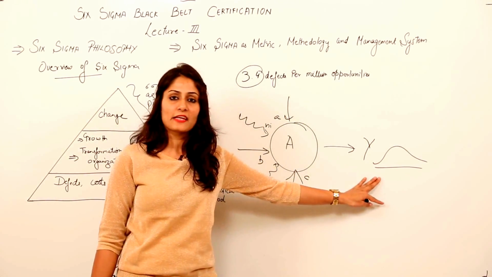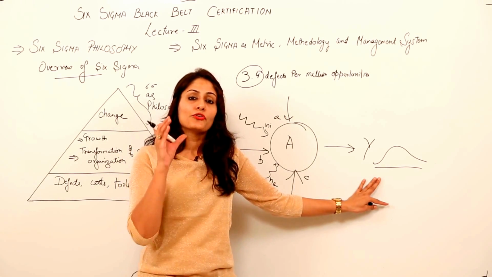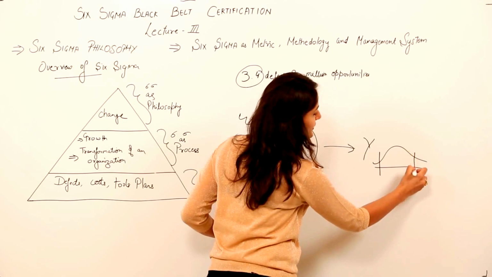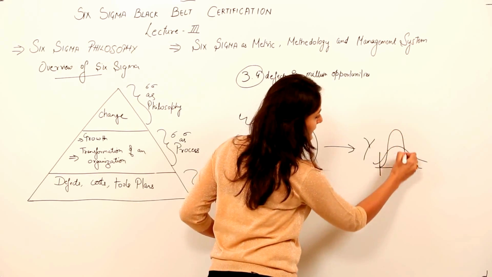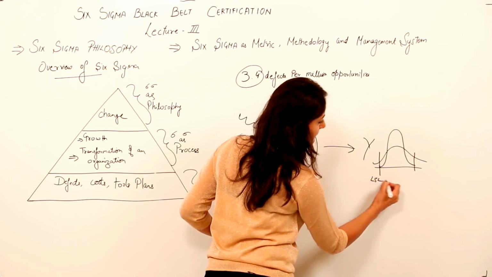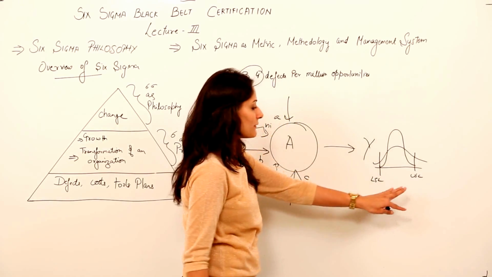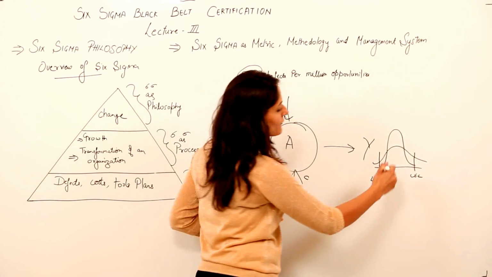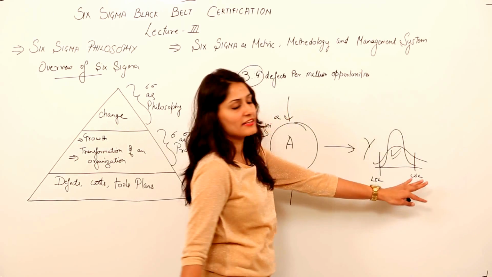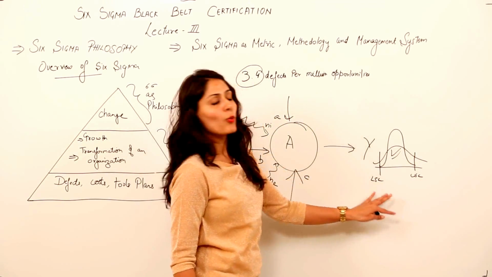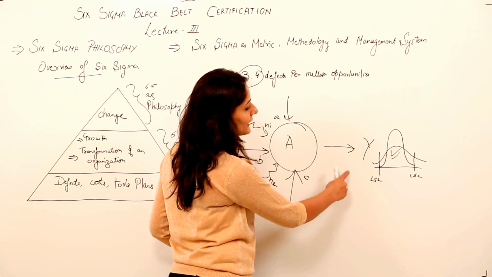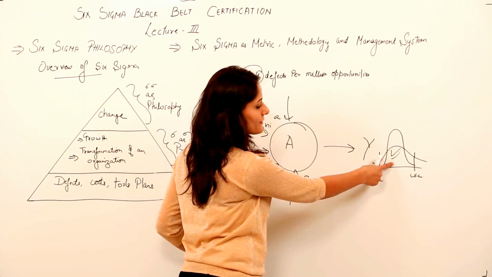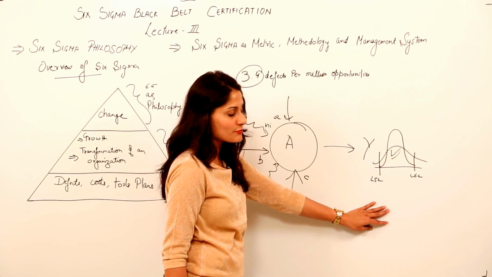With the help of Six Sigma, we try to reduce this variation and try to produce goods and services which are all in this acceptable range, which are between upper spec limit and the lower spec limit, and whatever is produced in this range is acceptable to the customer. So with the help of Six Sigma, we try to bring down this variation so that all our products and services are acceptable to the customer.